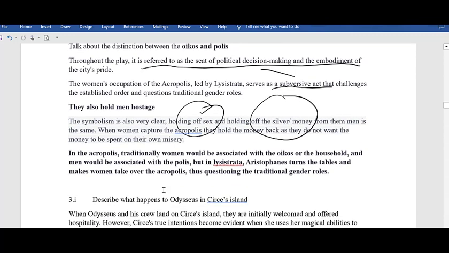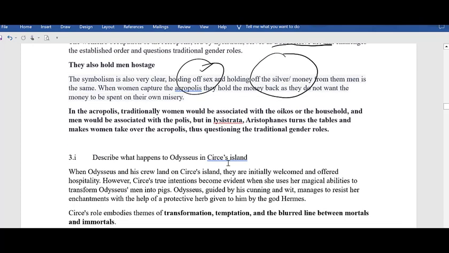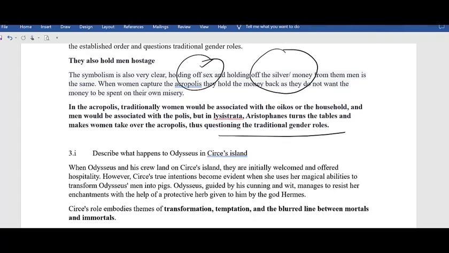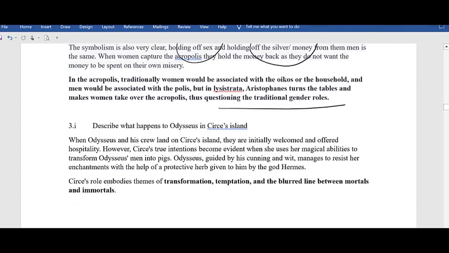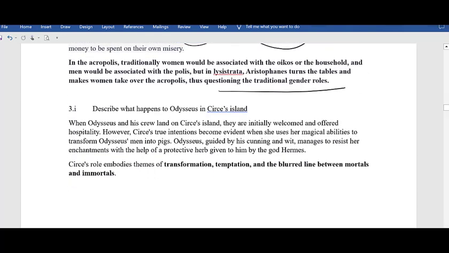So finally, in the Acropolis, traditionally women should be associated with oikos or the household, and men should be associated with the polis. But in Lysistrata, Aristophanes turns the tables and makes women take over the Acropolis, thus questioning the traditional gender stereotypes or gender roles. So this is the answer to the question about the Acropolis.